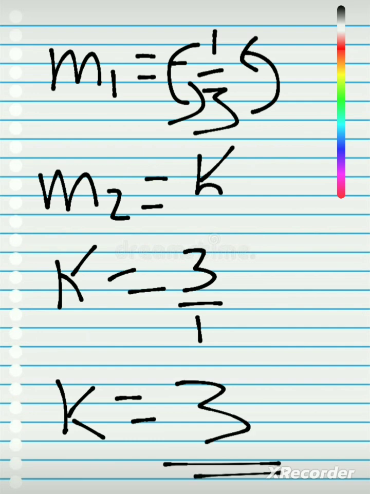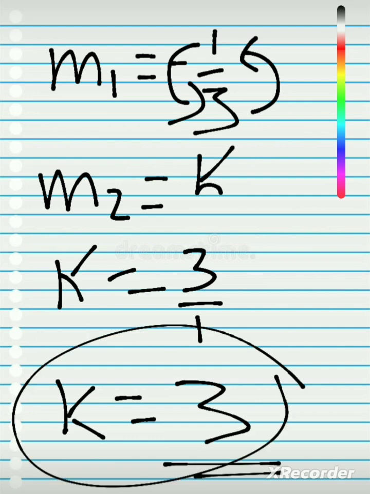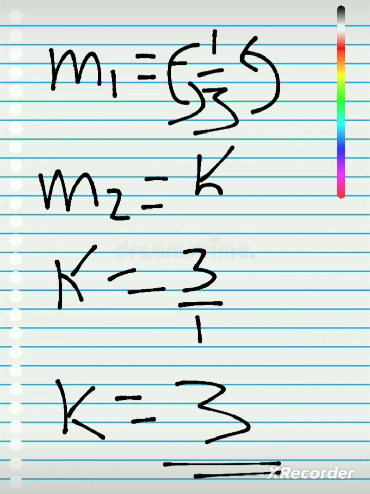So you can do it the longer way or the shorter way. It depends on you. Okay, so let me say that again. If the gradient of the first line is a fraction, then to find the gradient of the perpendicular line, you just take the denominator up, the numerator down, and you change the sign. If it's negative, it becomes positive. If it's positive, it becomes negative.